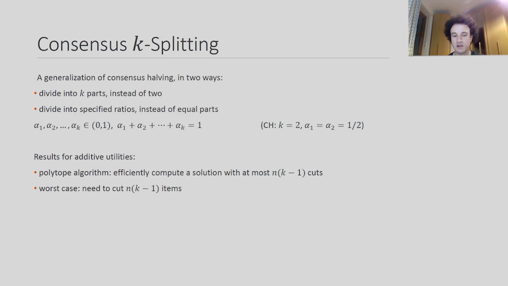This worst case lower bound is not trivial and it's quite strong, because we show that for any ratios alpha 1 to alpha k, we can construct an instance where you have to cut at least n times k minus 1 items. An interesting thing to note here is that there's no general existence result known for the consensus k-splitting problem, even in the original interval version. So our algorithm here in particular also shows existence, that there is a consensus splitting that uses at most n times k minus 1 cuts for additive valuations.